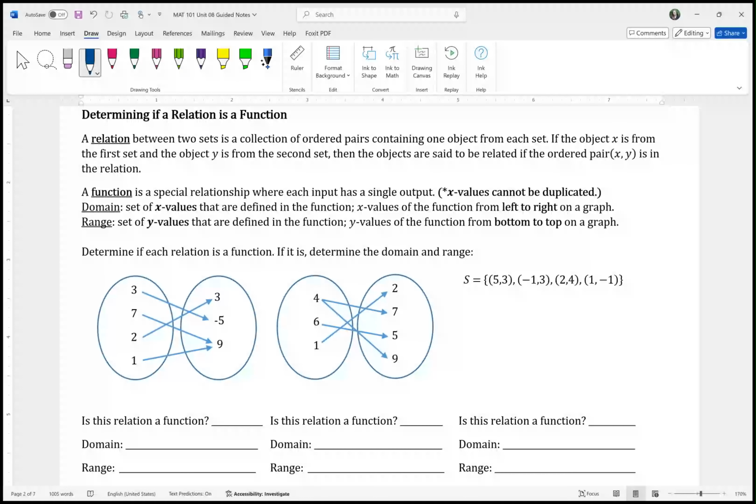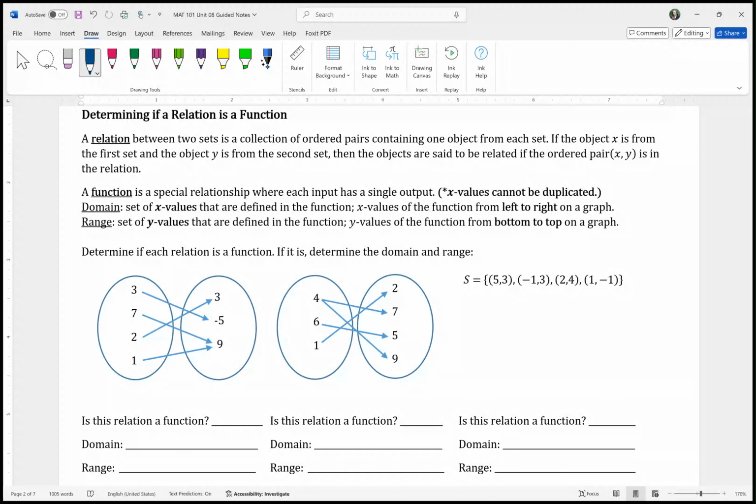Let's look at determining if a relation is a function. So first, a relation is basically a relationship between two sets. You've got two sets of objects, and if the object X is from the first set and object Y is from the second set, then they're related if you can make the ordered pair X, Y in the relation, okay?